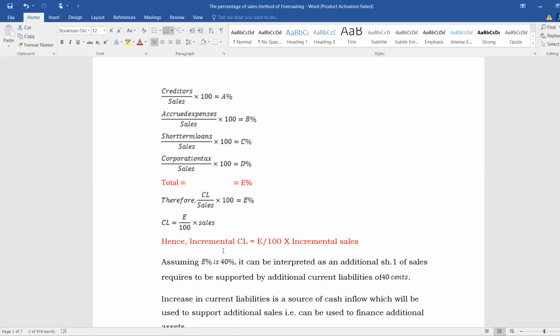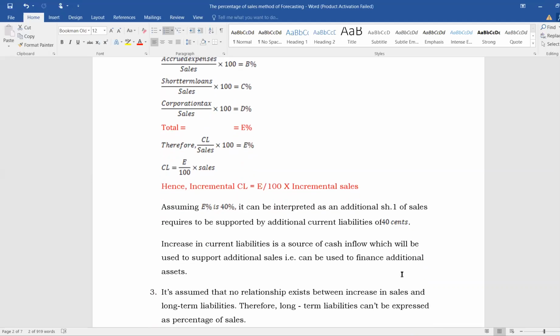Yes. Now, that shilling 0.4 is the same thing as 40 cents, isn't it? Yeah. So if sales were to increase by 1 shilling, the firm's current liabilities will increase by 40 cents. Then the question again we want to ask ourselves, this increase in current liabilities has what effect on the firm's cash flow? How does it affect the firm's cash flow? Does it increase or reduce? Increase. It will increase the firm's cash flow, isn't it? Yeah. So that means that part of the additional sales is financed from the short-term sources.